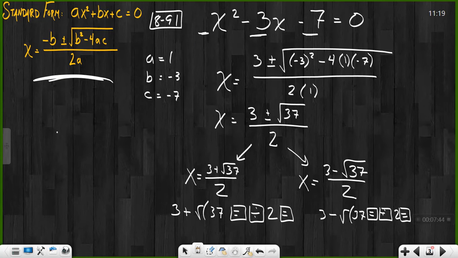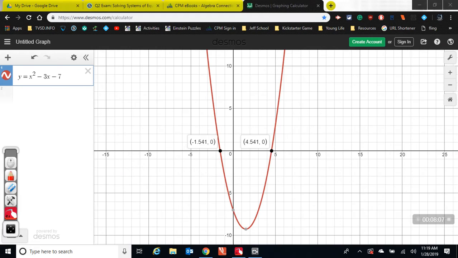And when you do that, you find that x is, well, sorry, I'm not going to use equals. I'm going to use this little symbol here, approximately, because I'm going to round. We are rounding our values here. We find that in this case, x is approximately 4.5 and negative 1.5.